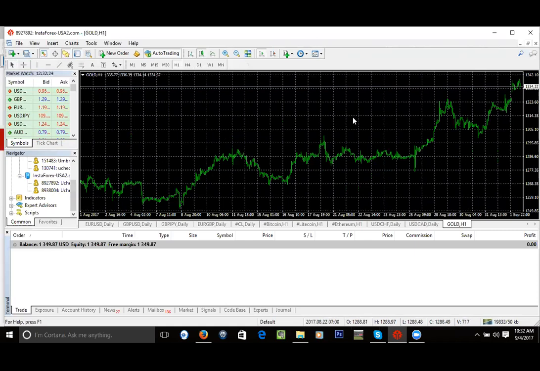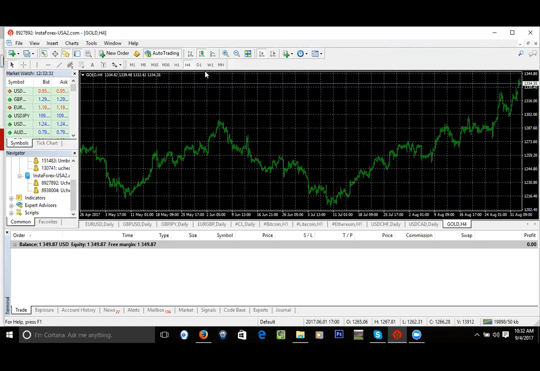For me, I don't trade gold because gold will require a lot of money. But a beginner can still trade gold with $10,000 or less than that. But the most important thing in trading is not just the chart. The most important thing is the forces that drive the market.